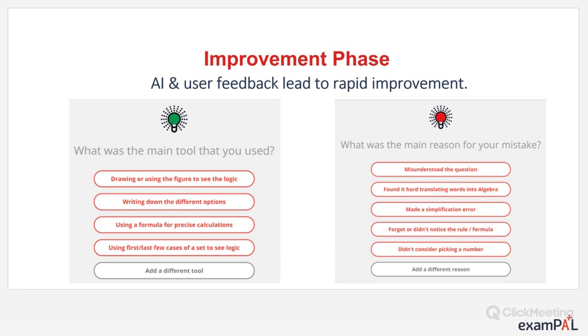And if none of these fit you, then you can add in a different tool. And similarly, if you made a mistake, we try to focus you in on what types of possible mistakes there are. So what do you think your mistake was in answering the question? And again, you can add your own mistake in there.